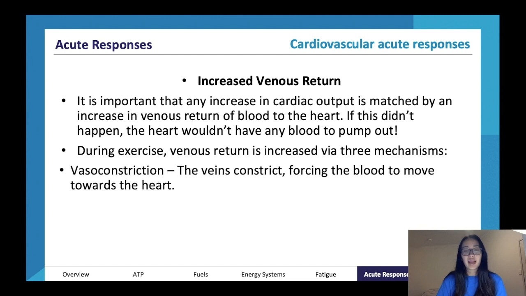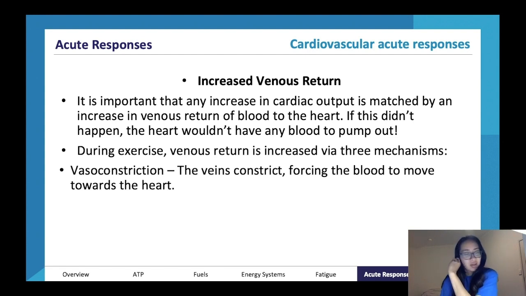So veins have valves, they return blood back to the heart. It's really important. If you just imagine you're pumping blood out of your heart and it's not returning, you don't have any more blood going to the lungs and circulating around your body. So we need venous return. We need to return that blood back to the heart. Otherwise, that blood's just going to pool somewhere and never come back.